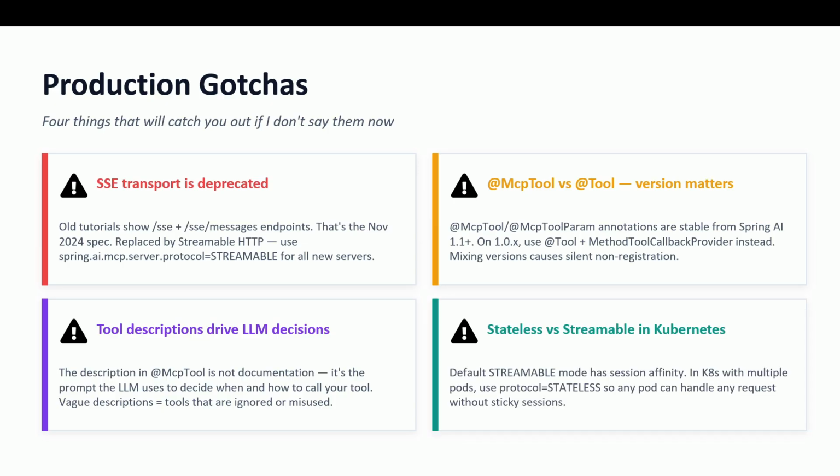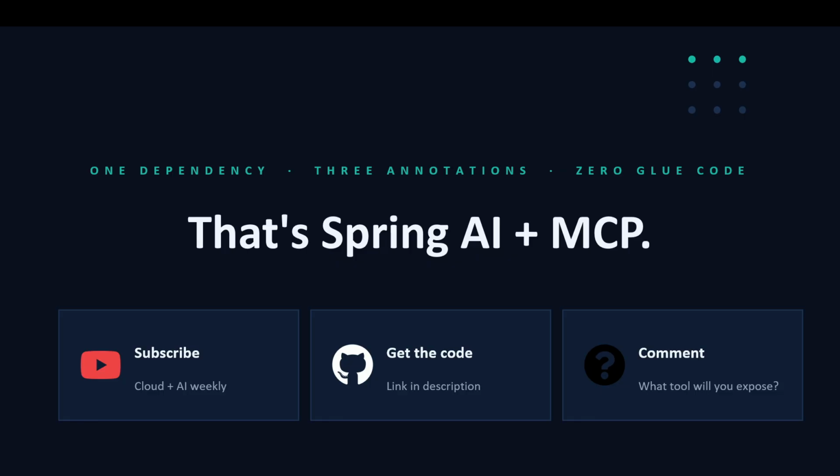The fourth thing is for Kubernetes and sessions. The default streamable protocol keeps session state. With multiple pods, that's going to be a problem. Switch to protocol equal to stateless for cloud deployments. So we have seen one dependency, three annotations, and zero glue code. That really is all it takes with Spring AI 1.1 plus and MCP.